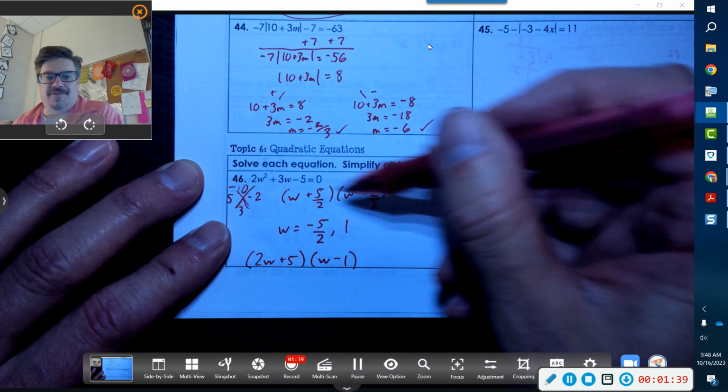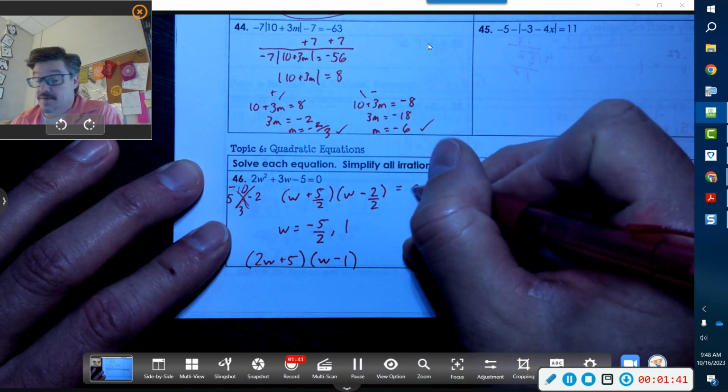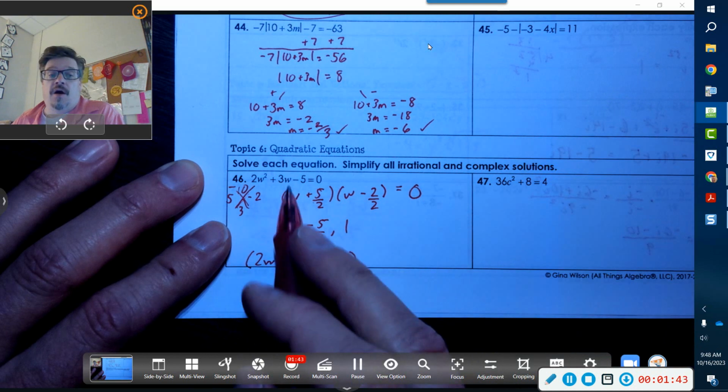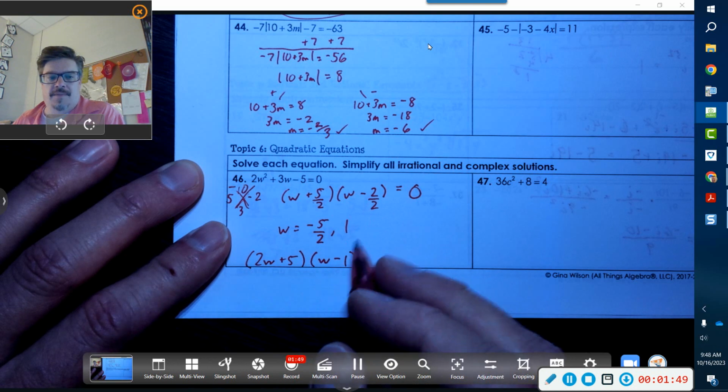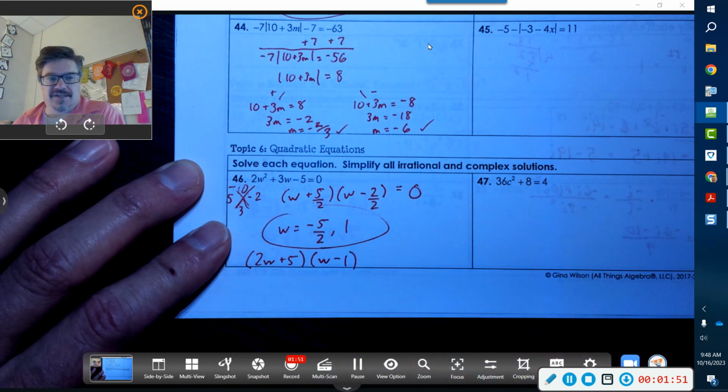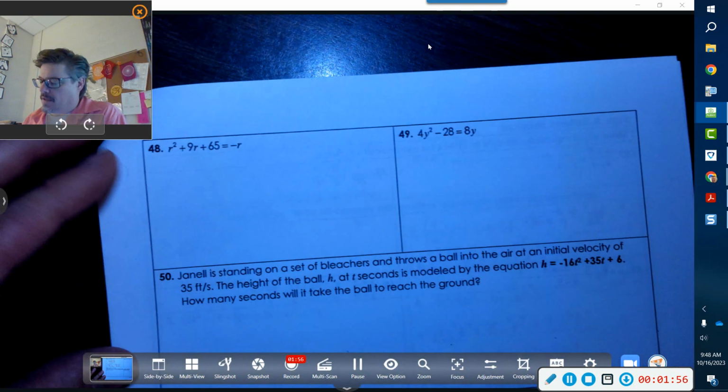But since I'm after the solution anyway, remember this equals 0, all I need is a negative version of this guy, and I need a positive version of this guy. Okay? And these you don't have to check for extraneous solutions. So these guys are good. All right? All right, 48.